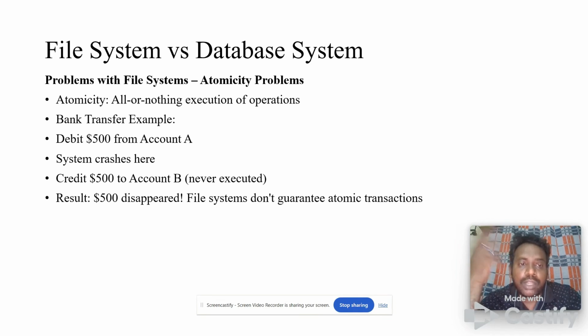So in account A the amount is withdrawn, but in account B the amount is not credited. Am I right? The amount is to be credited, but it is not credited. So here the system crashes. The point here is that the file system does not guarantee transactions.